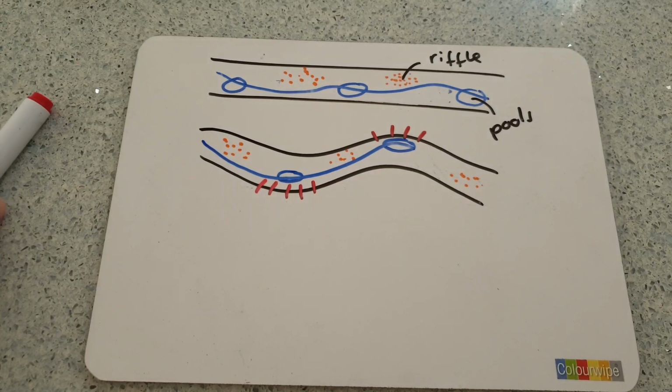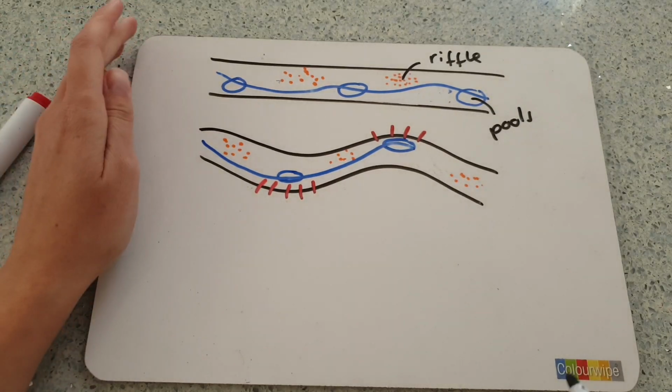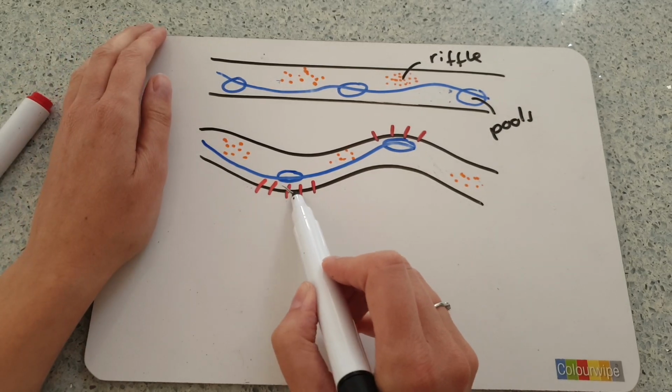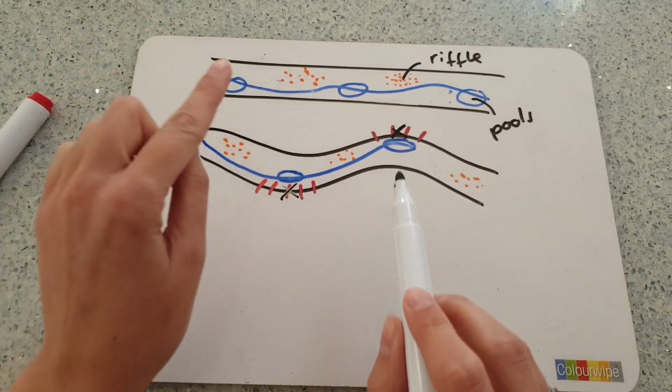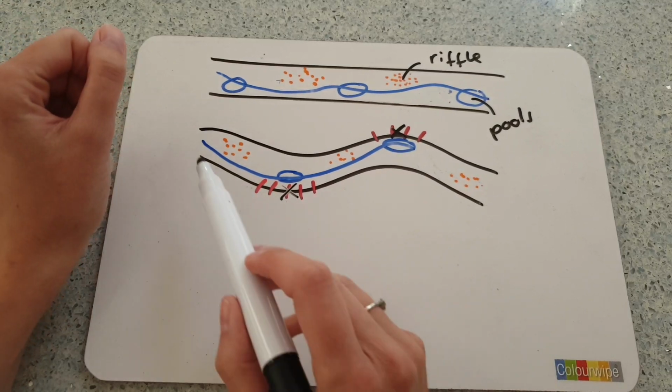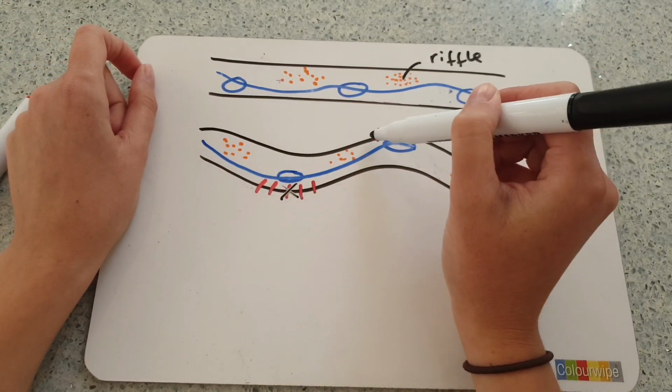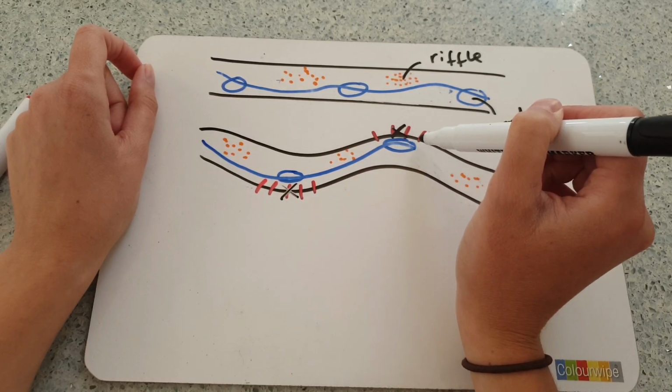So what tends to happen, and this goes back to a term we started using last lesson, is we get more lateral erosion. Here and here, we're going to get more sideways erosion, because the force of the water is going to come down here and hit against this riverbank and against the riverbank here.